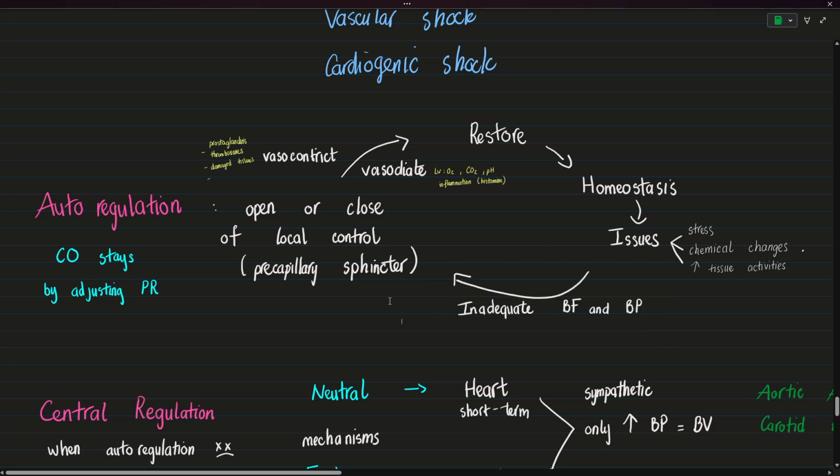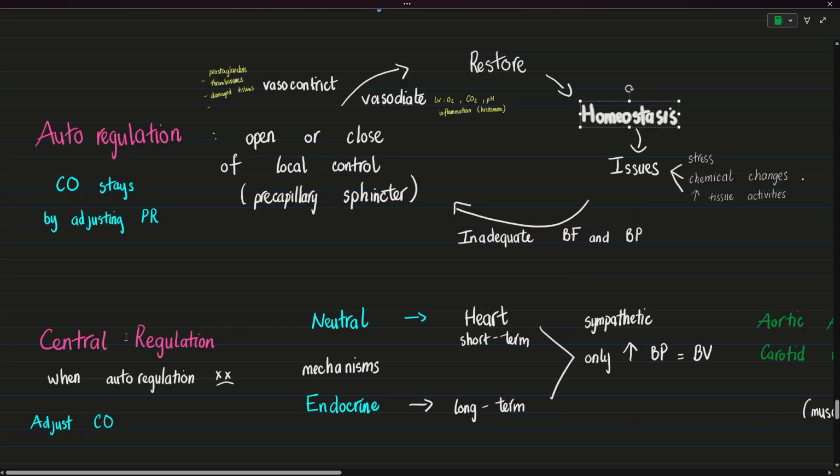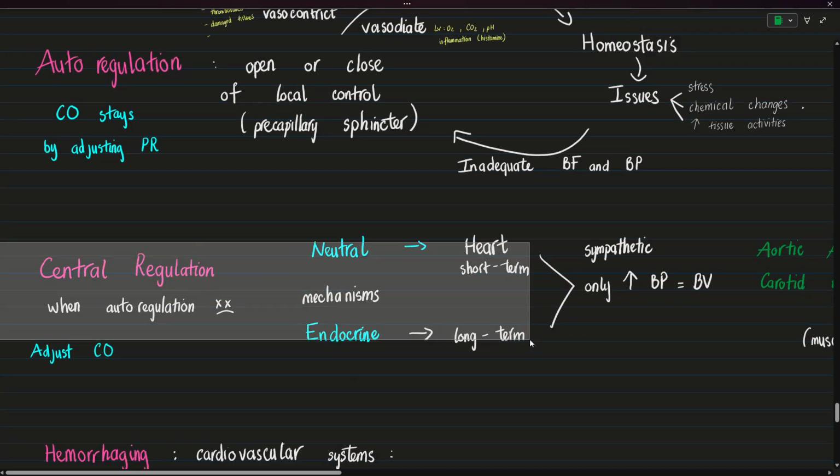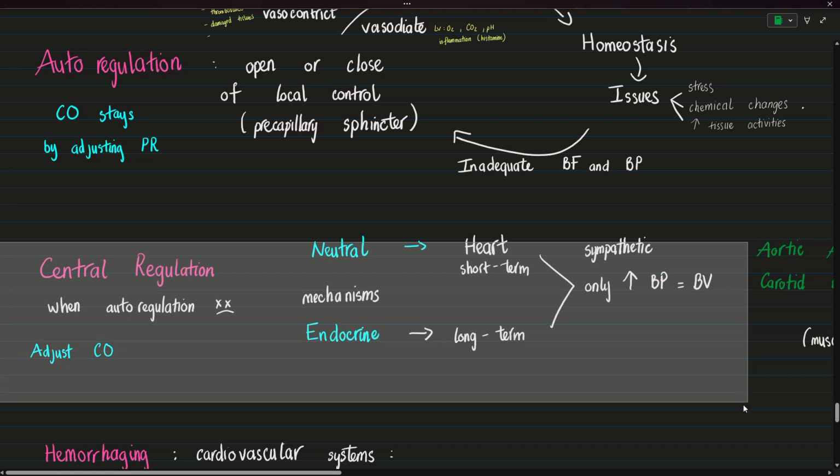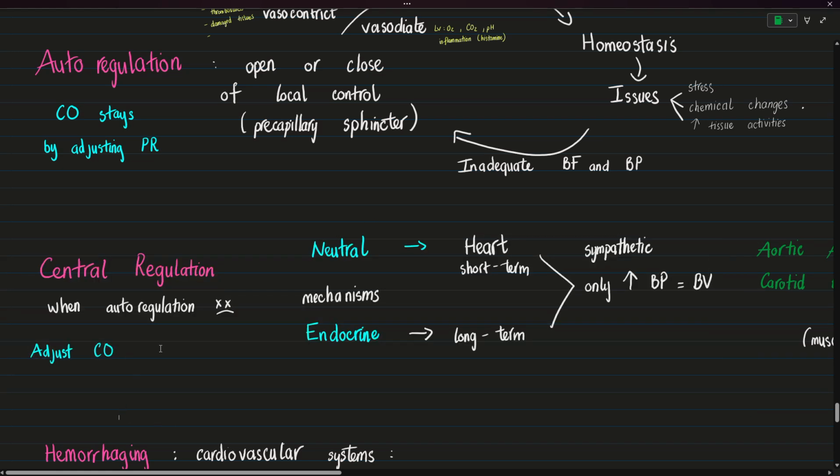And if you exercise, you have to open the local control of the precapillary sphincter. And when you open it, of course, you have vasodilation, and then homeostasis is restored. And we have central regulation when autoregulation is not there anymore, and it directly goes into your cardiac output. Remember, cardiac output is heart rate times stroke volume.